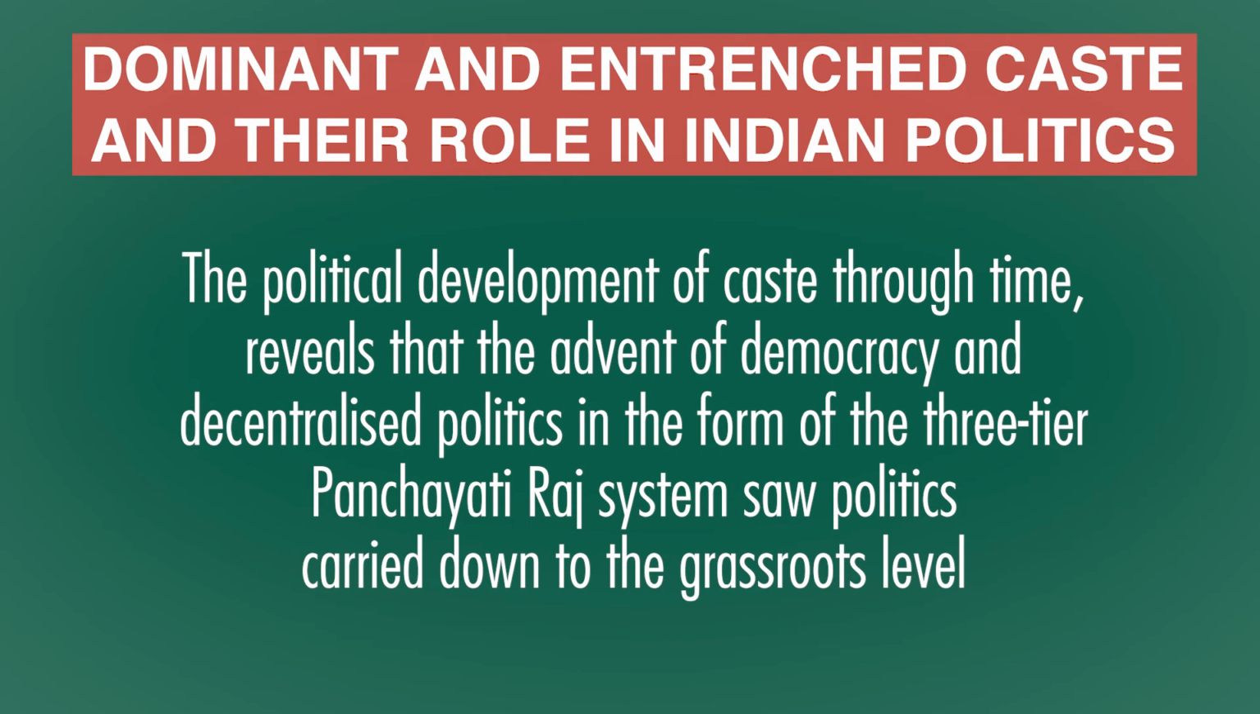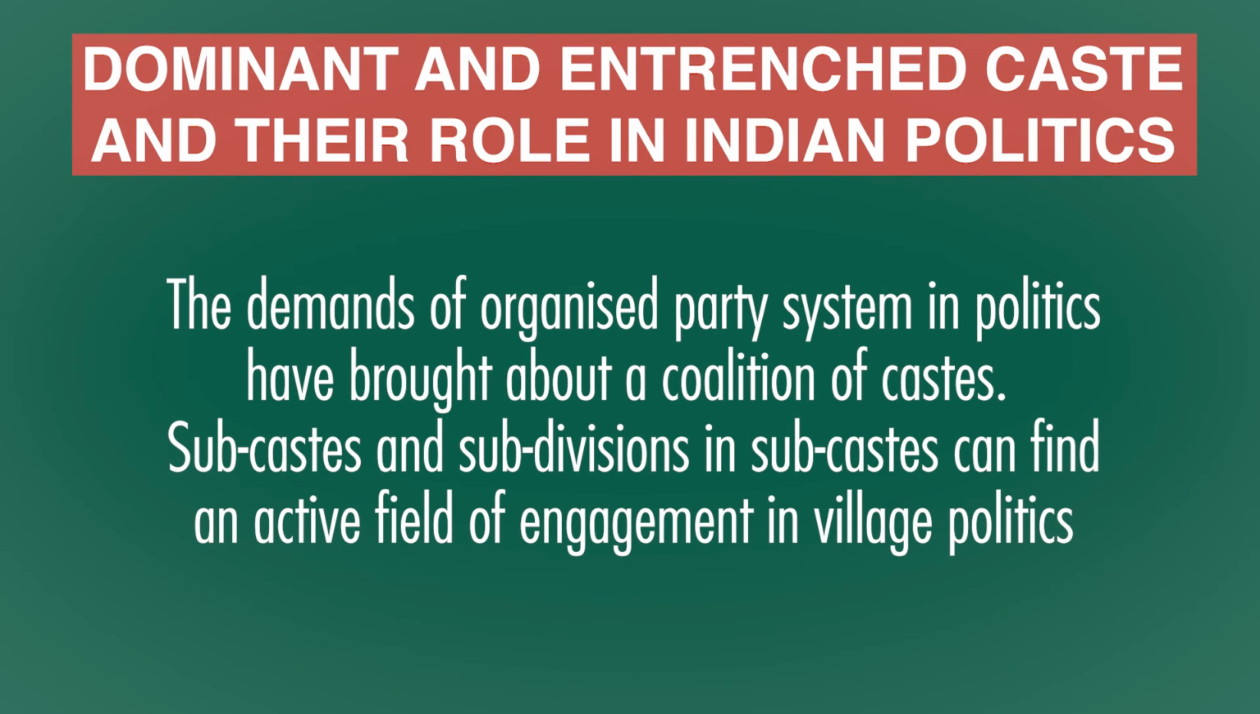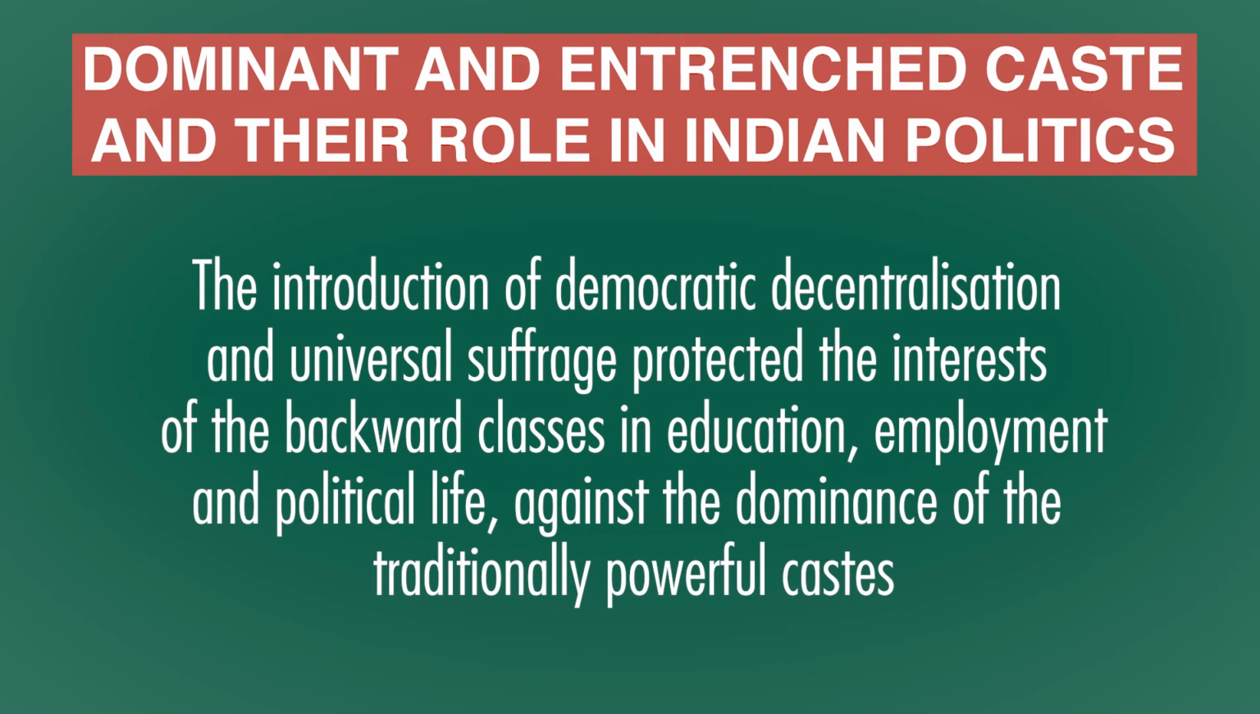The political development of caste through time reveals that the advent of democracy and decentralized politics in the form of three-tier Panchayati Raj saw politics carried down to the grassroots level. Caste became a prominent variable in electoral politics. The demand for organized party system in politics has brought about a coalition of caste, subcaste and subdivisions in subcaste, which can find an active field of engagement in village politics. The introduction of democratic institutions, decentralization and universal suffrage protected the interest of the backward classes in education, employment and political life against the dominance of the traditionally powerful caste.